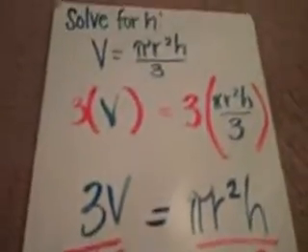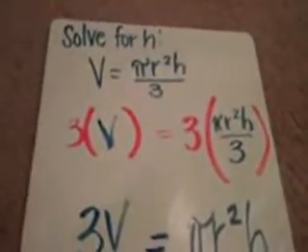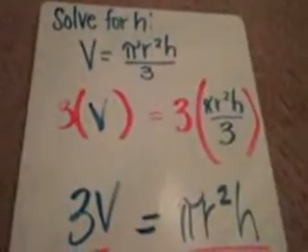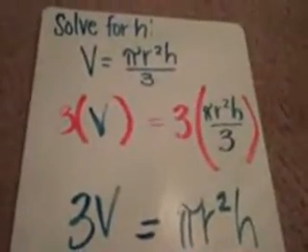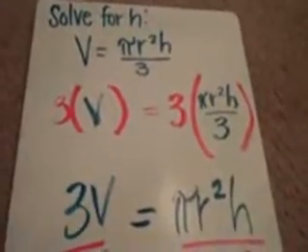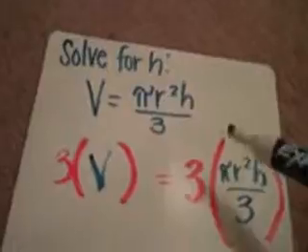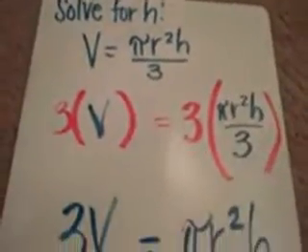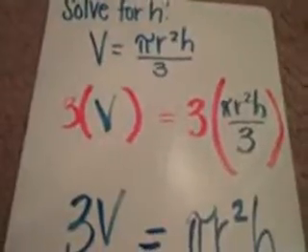Let's look at it again. I've got to solve for h. I've got volume equals pi times the radius squared times height divided by 3. Again, this is the volume formula for a cone. I want h by itself. I'm going to solve for h. So my first step is, since I'm dividing by 3 in the initial problem, I'm going to multiply by 3 on both sides to move my 3 to the other side of the equation.